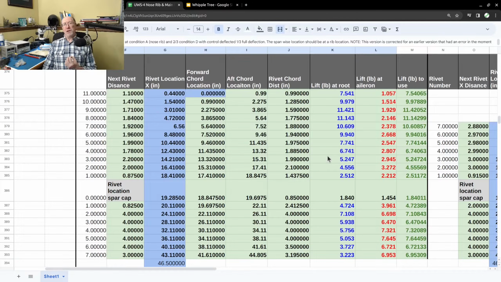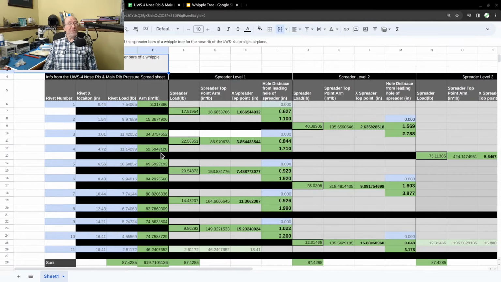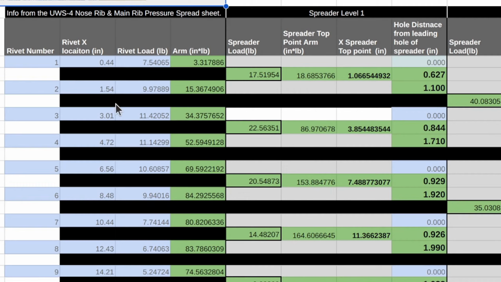So now that I know the load on each rivet, I know each rivet location, we can start calculating the spreaders. So these are my spreader calculations. This area right over in here, this is again just entering the X location of my rivets. That's these numbers here, and the load on each rivet, and that's these numbers here. And then I calculated the arm for each one of those. So that was the first step that we need to do, is calculate the arm at each of those rivet locations.